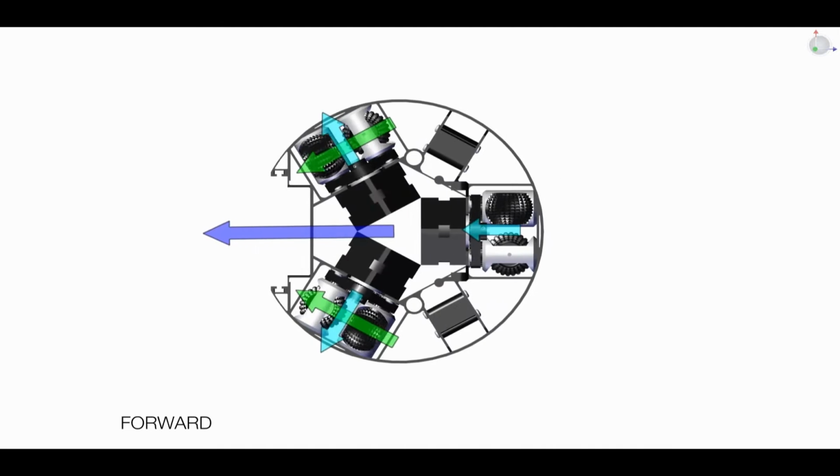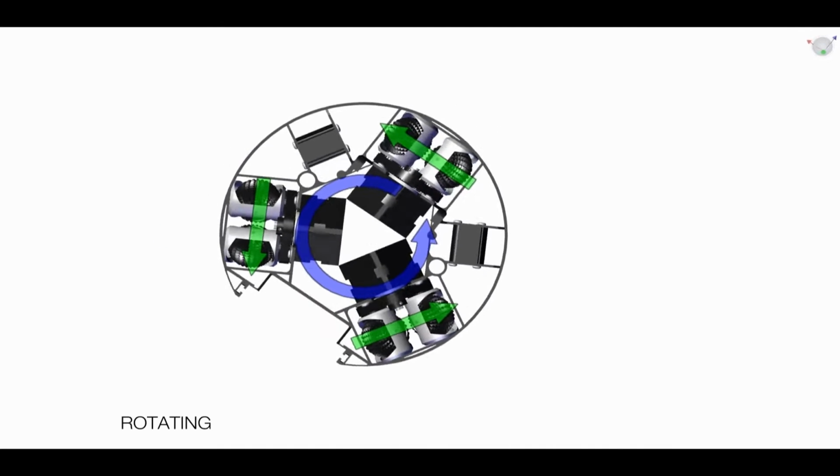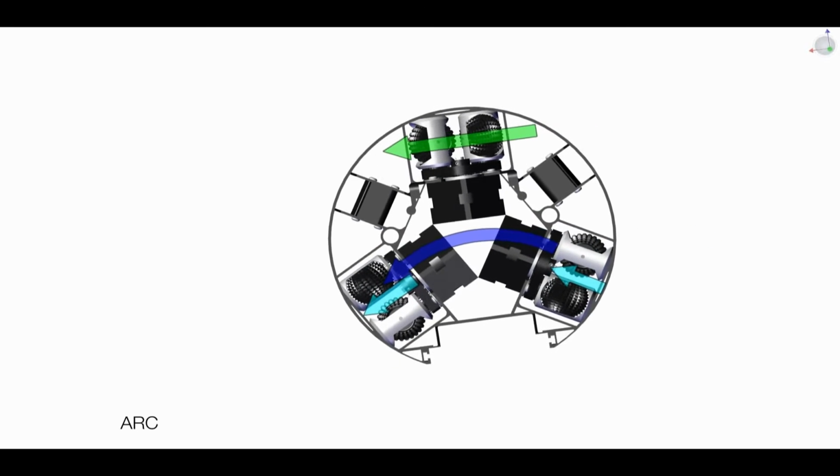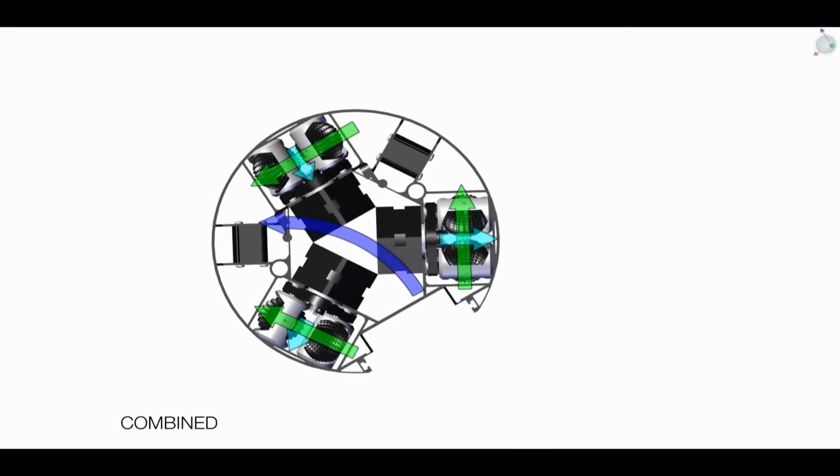With three motors and the combination of passive and driven directions of the wheels, the robot is capable of rotating and moving in any direction, controlled by the sum of the velocity vectors of the motors.